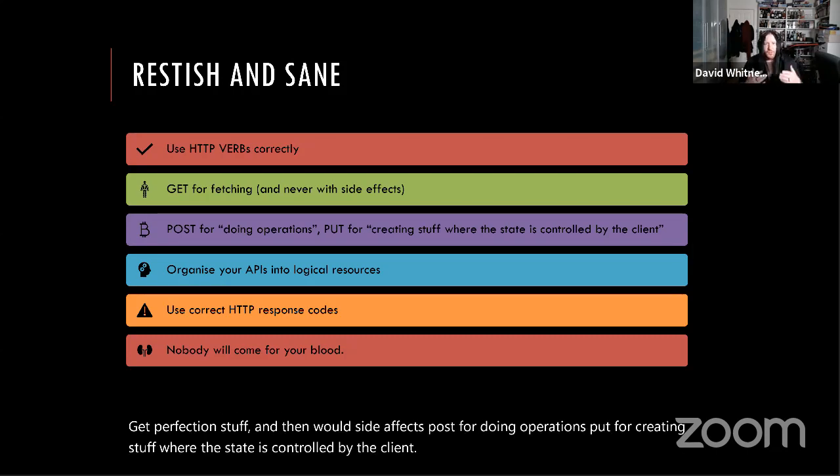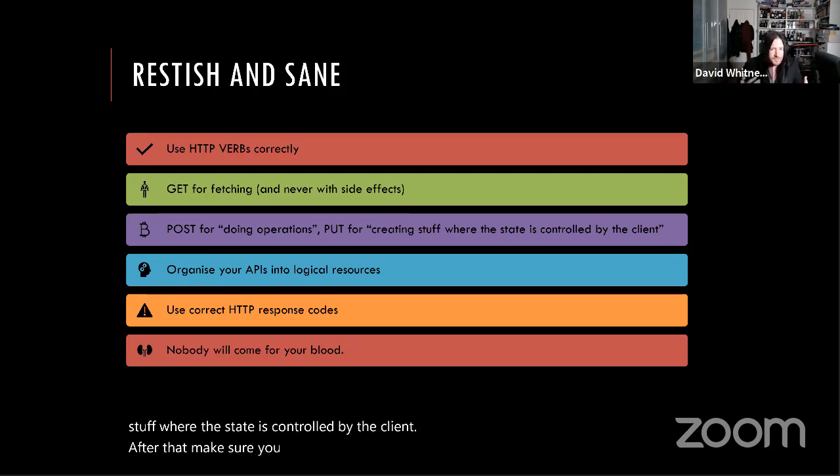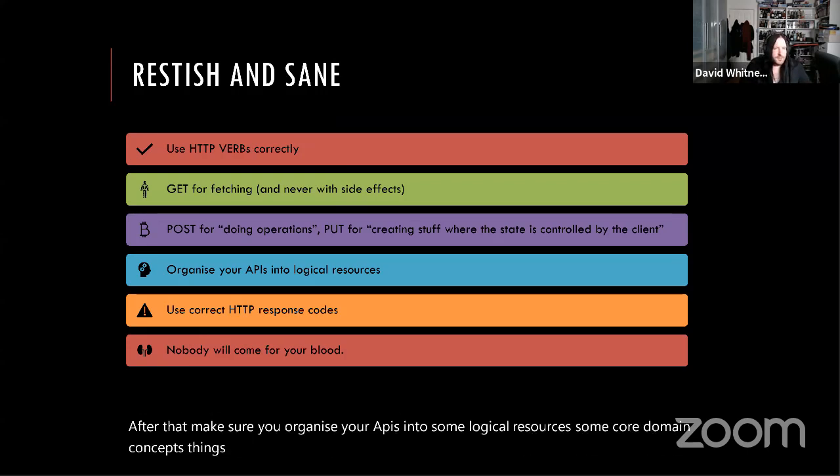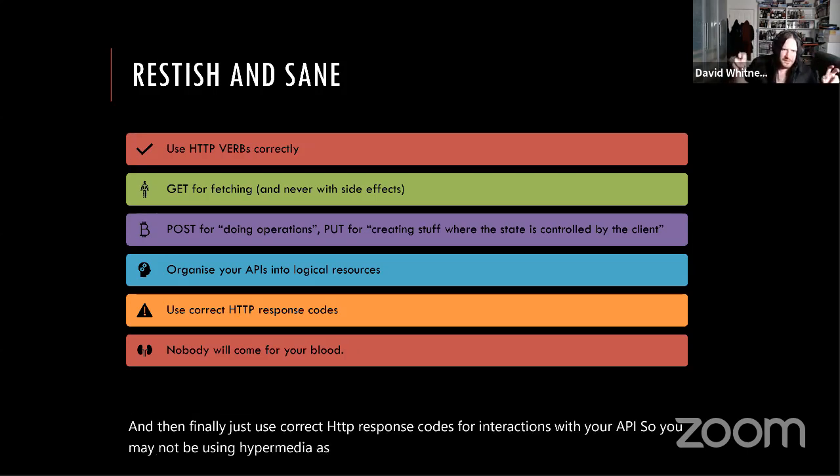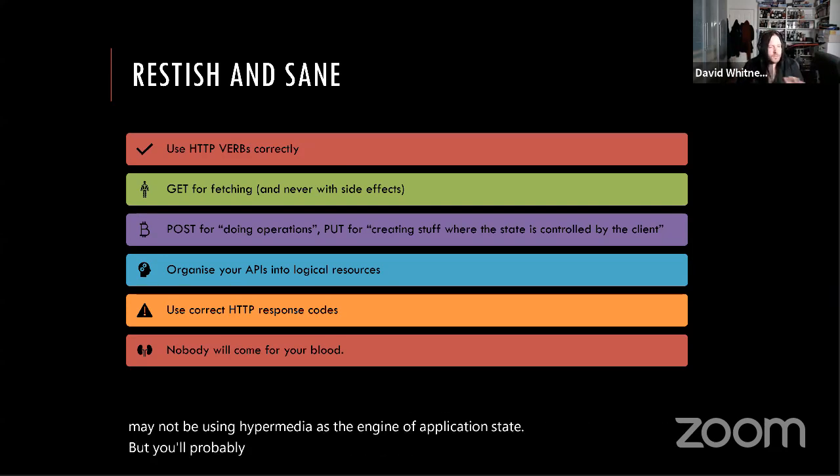After that, make sure you organize your APIs into some logical resources, some core domain concepts, things like customer, product, catalog, obvious stuff. And then finally, just use correct HTTP response codes for interactions with your API. So you may not be using Hypermedia as the engine of application state, but you'll probably do well enough that nobody will come for your blood, right? Nobody will, because it'll look and smell like a good REST API.